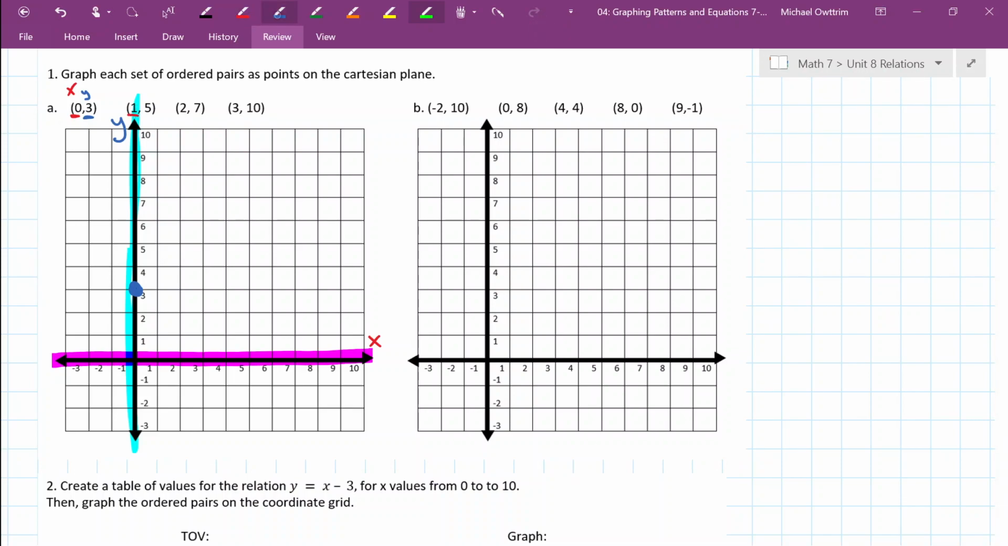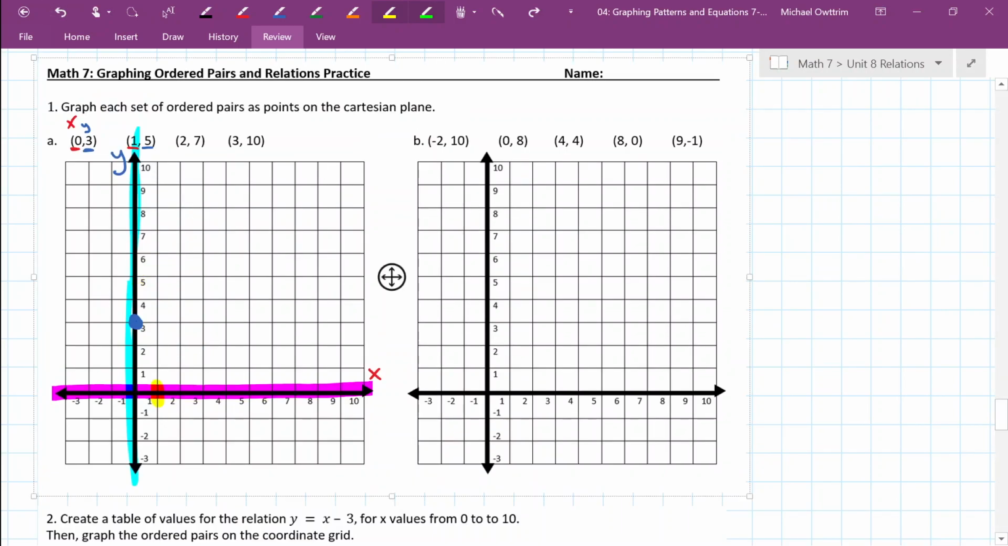Let's take a look at our next point. We've got 1 for our x and 5 for our y. So that tells me to go to where 1 on the x-axis is, and then go up to where 5 on the y-axis is, and draw my dot at the intersection of those. So 1 on my x, 5 on my y is right here. We can see that we're at number 5 up on my y-axis, and we're at 1 on my x-axis.